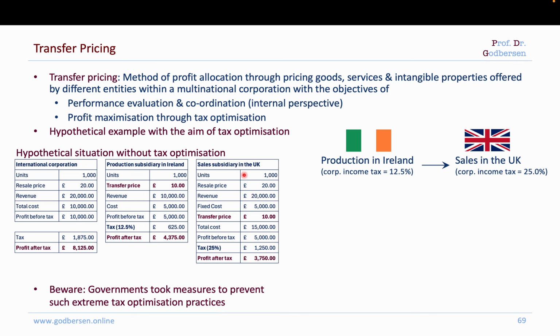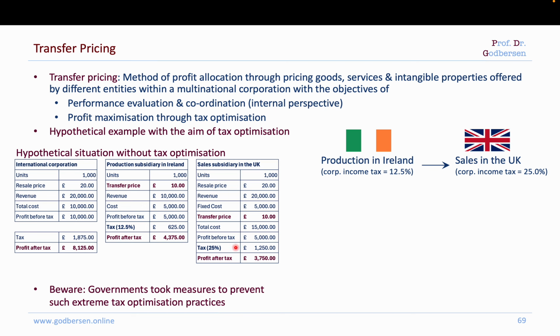In the UK, 1,000 units, we're selling this for £20. That means we have a revenue of £20,000. Assuming we have a cost of £5,000, then comes the transfer price, which is £10. £10 times 1,000 is £10,000. So we have a total cost of £15,000. And as with our Irish subsidiary, we have a profit in the UK of £5,000.